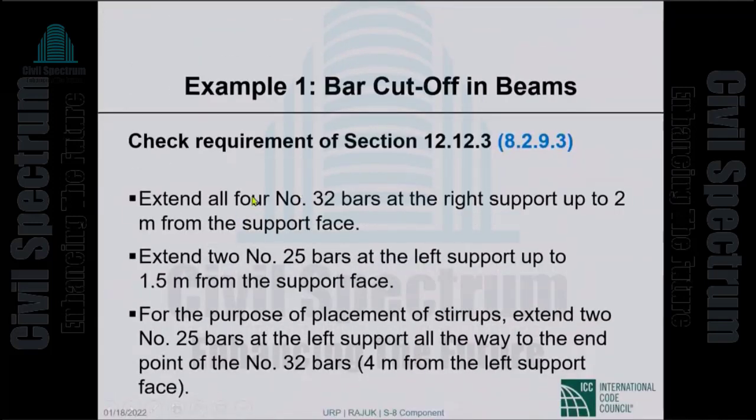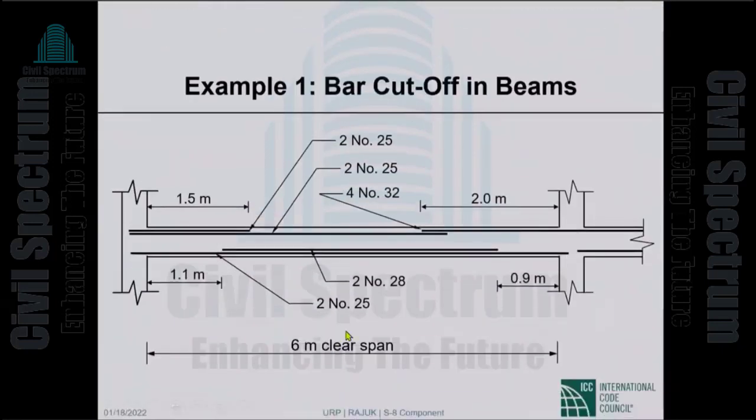So check requirement. Extend all 4 number 32 bars at right support up to 2 meters from the support face. Extend 2 number 25 bars at the left support up to 1.5 meters from the support face. For the purpose of placement of stirrups, extend 2 number 25 bars at the left support all the way to the end point of the number 32 bars. And so this is what we have done in the example.